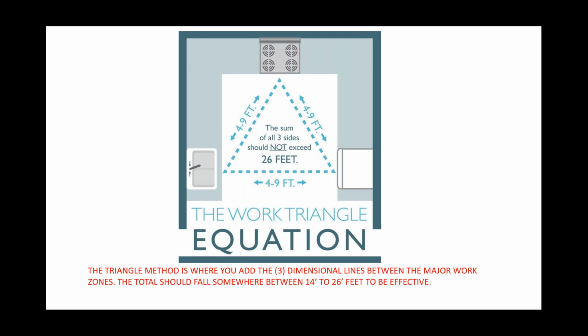But the triangle method is where you add the three-dimensional lines between the major work zones. The total should fall somewhere between 14 and 26 feet to be effective. So there you have your three major areas. You have your refrigeration, your cooking, and your sink.